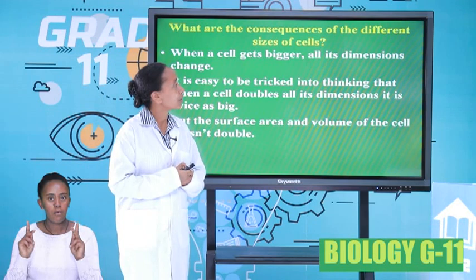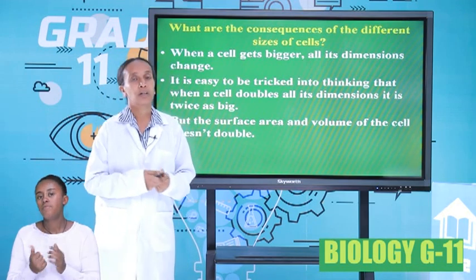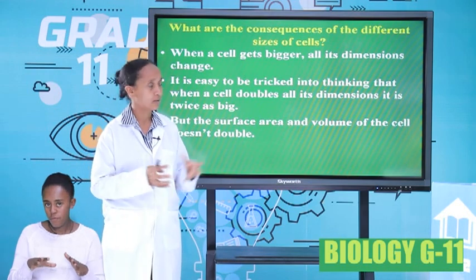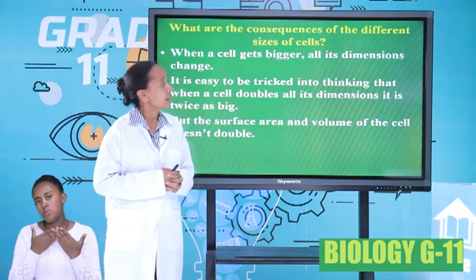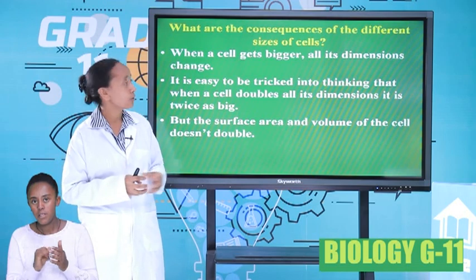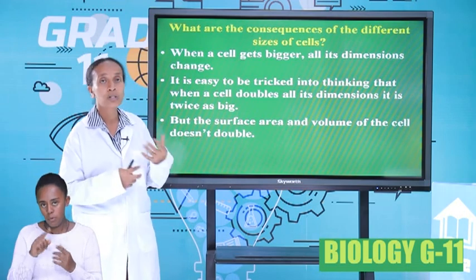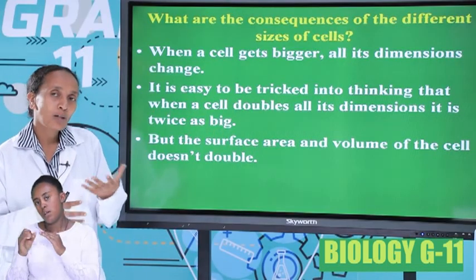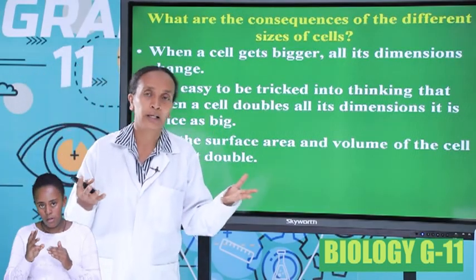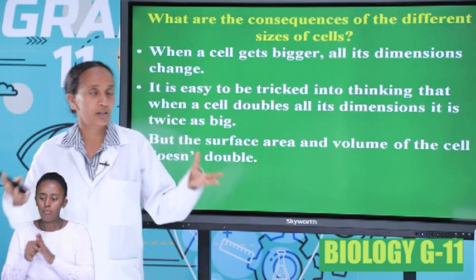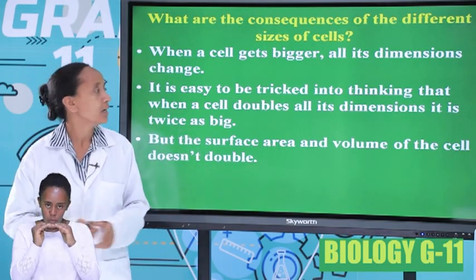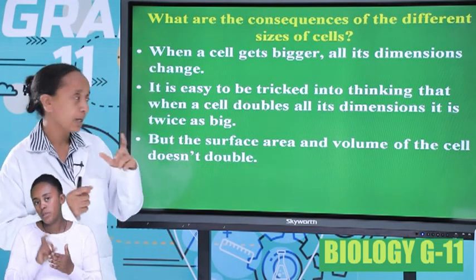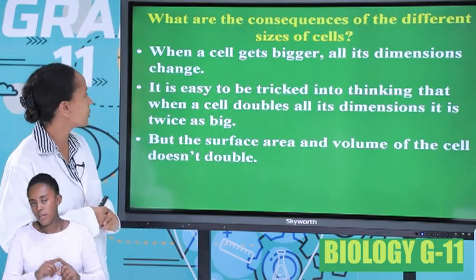Okay, let's return to our discussion. I hope you have calculated your exercise, and it is very simple. The next point that we are going to see is what is the consequence of the different size of cells, or what will happen if all cells are large in size or all cells are equal in size, and so on. In order to answer this question, we have to compare different conditions.